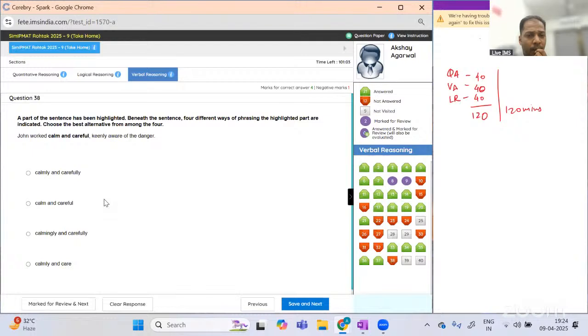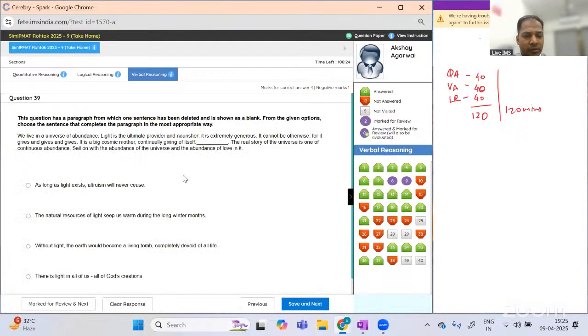John worked calm and careful, keenly aware of the danger. Okay, now I'm confused. Is the phrase calmly and carefully, or should it just be calm and carefully? Again, testing me. Okay, 100 minutes left. I think by 100, I have to leave two other sections. John worked calmly and carefully. I think this makes the most sense unless there's a clear phrase or idiom. Keenly aware of the danger.